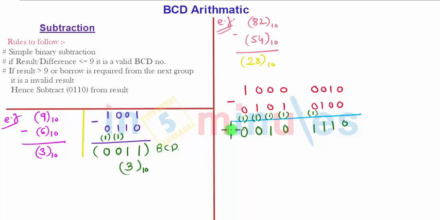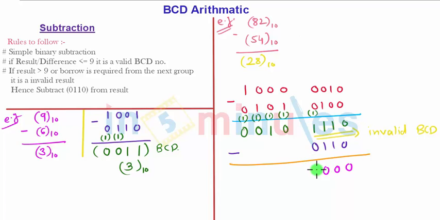Now if you check carefully, the right group is an invalid BCD. So what we need to do is subtract 6 from the right group to get a valid BCD number. I will subtract 6, that is 0110, from this group to get the valid answer, and the group towards the left is kept as it is. So let us perform the subtraction. 1 minus 0 is 1, and this group is kept as it is, so it will be 0100. Now both the numbers are valid BCD code. This represents number 2, this represents number 8, so your final answer is 28 decimal, and this is your BCD code for the respective operation, 82 minus 54.